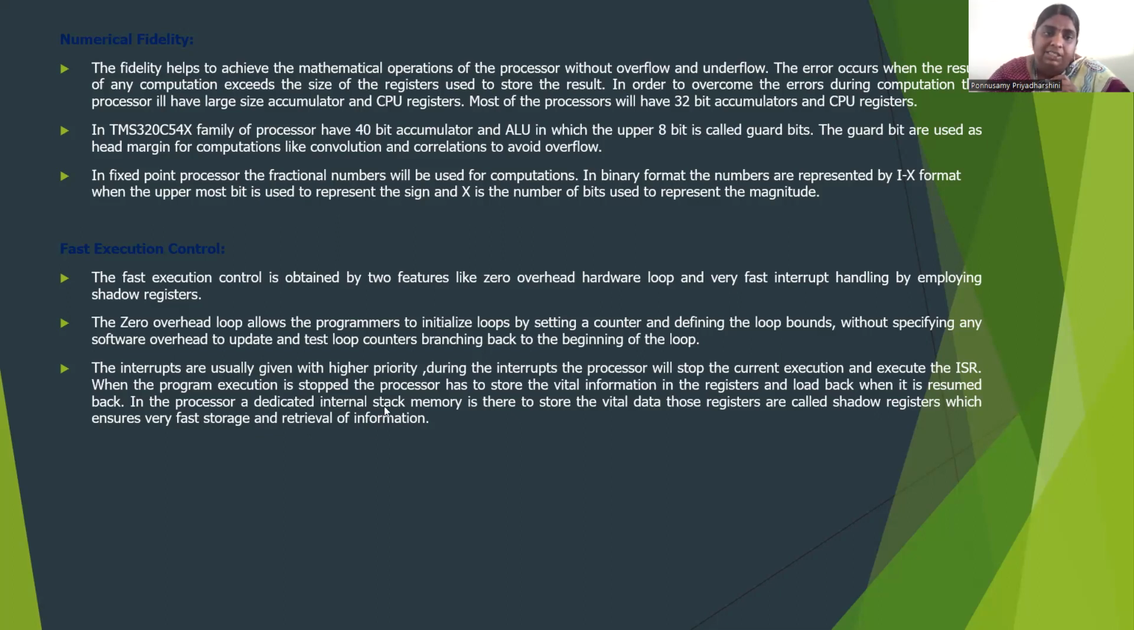The next is fast execution control. It is obtained by two features: the zero overhead hardware loop and very fast interrupt handling by employing shadow registers. The zero overhead loop allows the programmer to initialize the loop by setting a counter and defining the loop bounds, and interrupts are usually given a higher priority. During an interrupt, the processor suspends the current execution and executes the ISR routine.